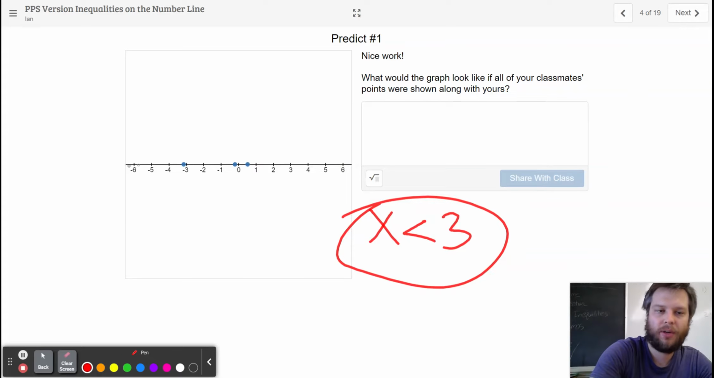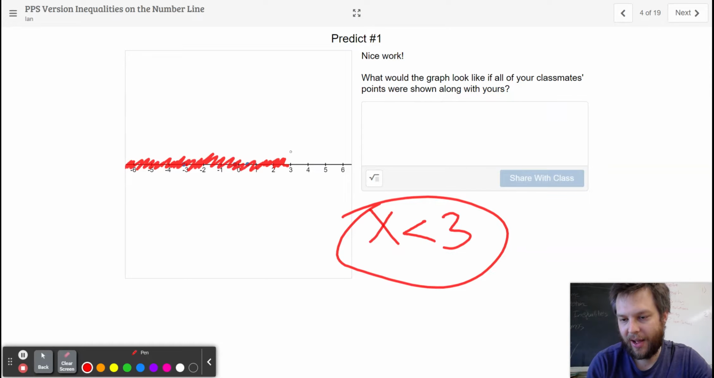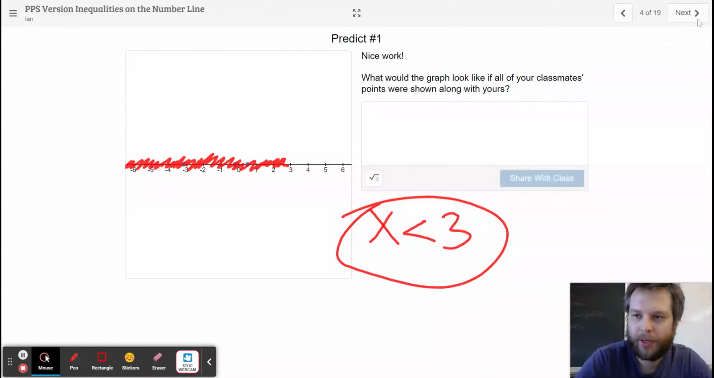And if I tried to put all the dots there, you would see a lot of dots filling in all of this space. And that's what it means to graph the solution to an inequality. It means to shade in the number line where all the dots would go if you put your numbers in the right spot. So I hope that part so far is pretty clear.